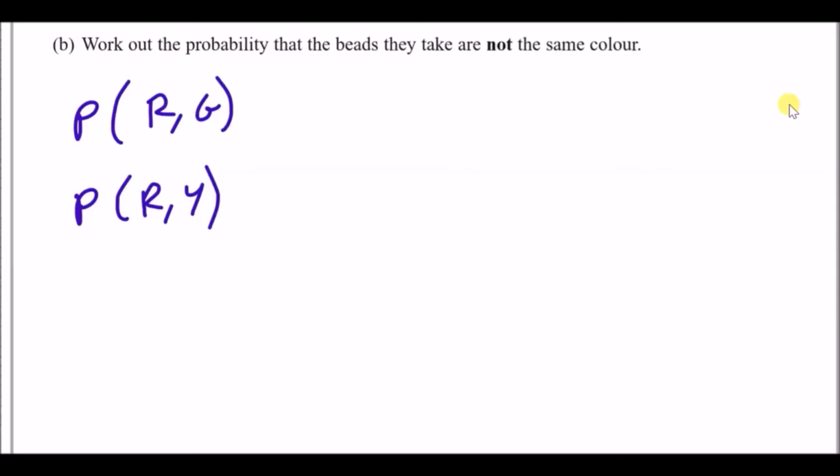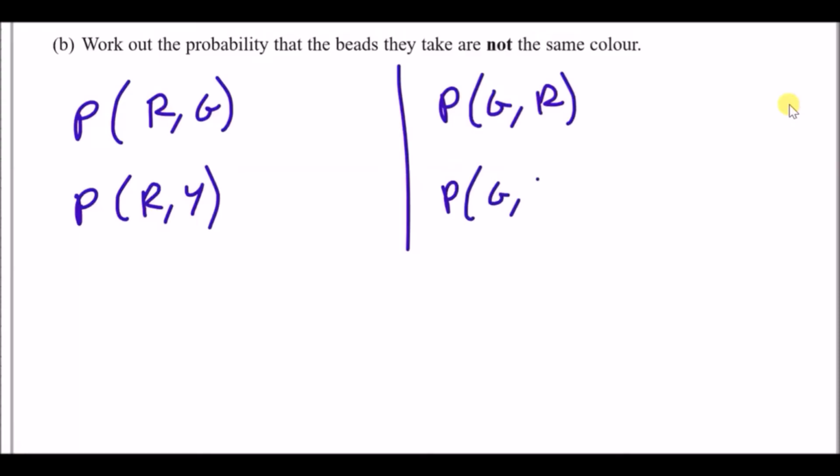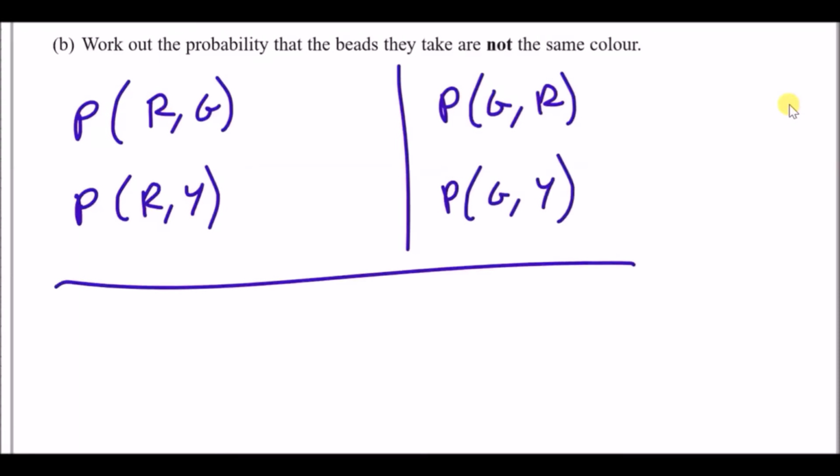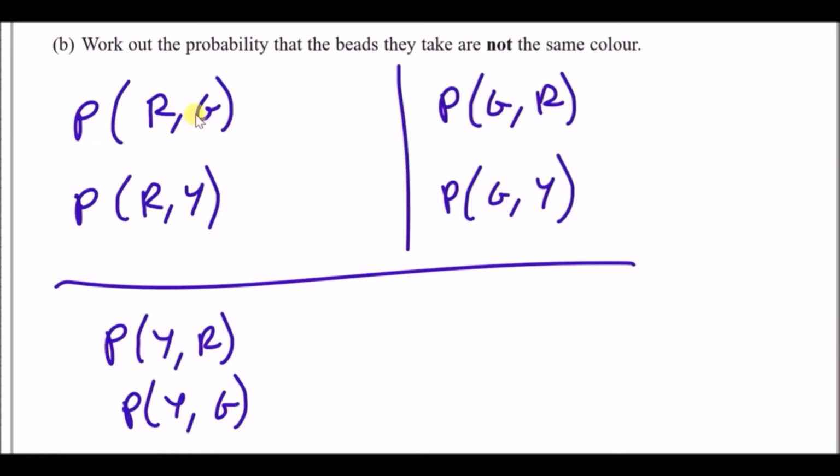And this can extend to other ones, yeah? You can take a green bead and then a red, or a green bead and then a yellow. And of course, you can also take a yellow first, then a red, and then a yellow first or a green. So you actually have 6 different probabilities. Now, thankfully, a lot of these you can see are repeated, like red and green, or green and red, yellow and red, or yellow and green, green, yellow. So naturally, you can just work out 3 of them and then double your answer to get the same amount.